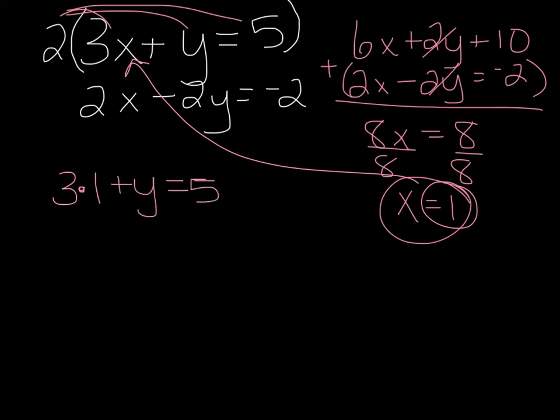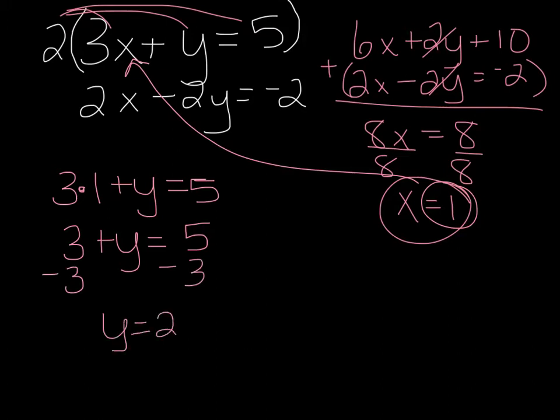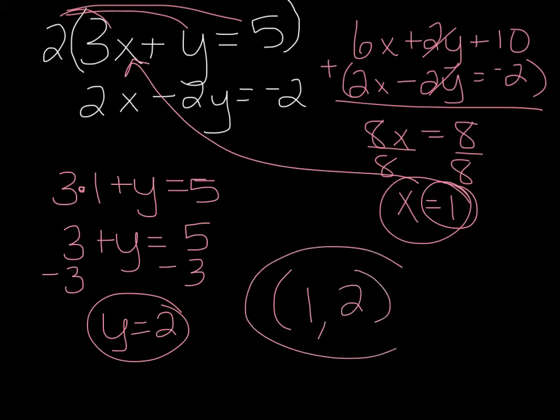So this part is exactly the same as what we did with substitution and yesterday. This is no different. So 3 plus y equals 5. Subtract the 3. y is equal to 2. So your ordered pair is (1, 2). And there's your answer.